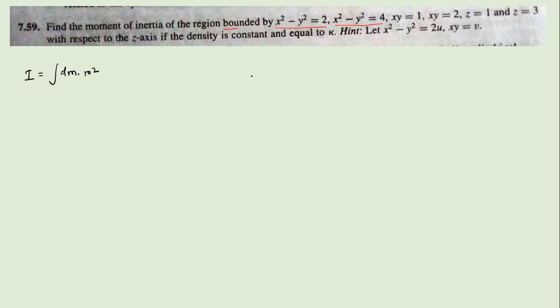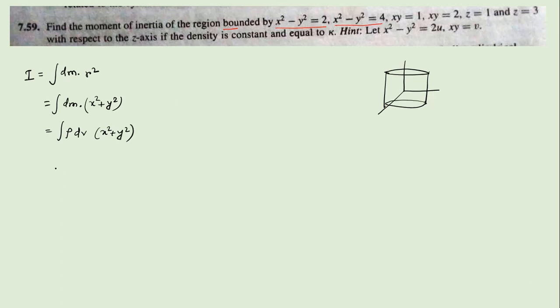If we put the r square within this equation, that is the position vector with respect to the z axis, it is symmetric like a cylinder with respect to the z axis. So you can say this r square is nothing but x square plus y square, right? And dm you can write as the density into the volume, dm equals kappa dv, into x square plus y square. Here the density is given as kappa. So you write down this kappa and dv.